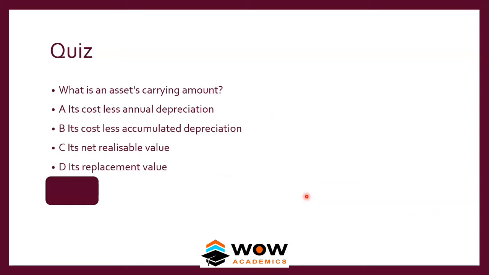We have one more question. What is an asset's carrying amount? Okay, there's some word called carrying amount. See, carrying amount is the current value. Okay, current value, it's not the market value. It's about you bought an asset, we have provided depreciation. After depreciation, what is its worth? So it is usually cost less annual depreciation. But if there are several years it has been there, then it is cost less accumulated depreciation. Okay, not only this year's depreciation but accumulated depreciation. So B should be the answer. It's not NRV or replacement value. So B is the answer.